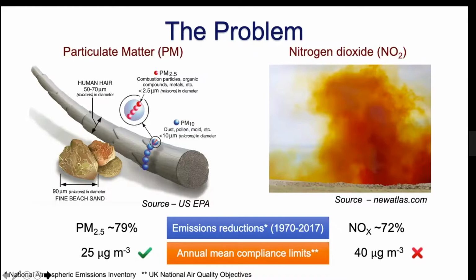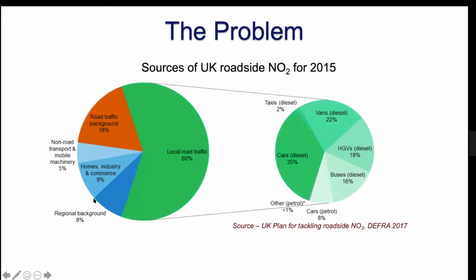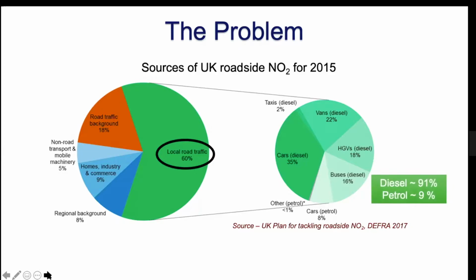Now, where is this nitrogen dioxide coming from? So here I present pie charts from UK's plan to tackle roadside nitrogen dioxide, where there are different sources like road traffic and background. And we can see that almost the dominant source is road traffic, contributing 60%. And on the right pie chart, we see the different sources contributing to the local road traffic, where we see that 90% of it is coming from the diesel vehicles.